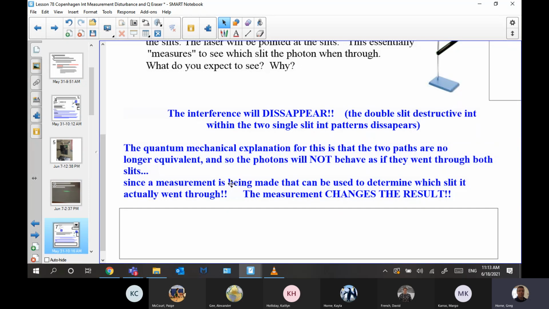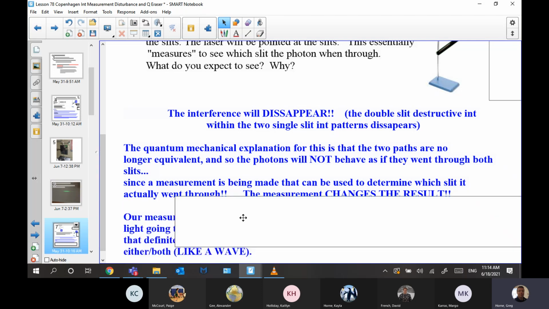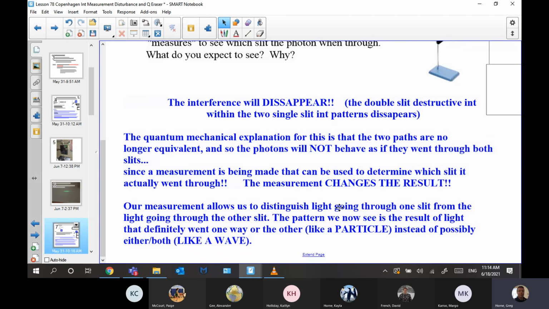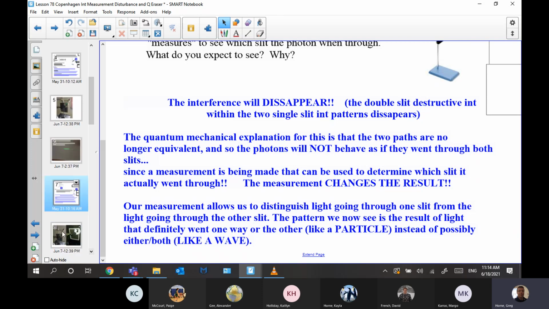So the quantum mechanical explanation for this is that the two paths are no longer equivalent. So photons don't behave as if they could have gone through either slit, so they don't interfere. The measurement changes the result. So our measurement allows us to distinguish between the two slits as to which one it went through. And so instead of acting like a wave, it acts as a particle, is what this is interpreted as.